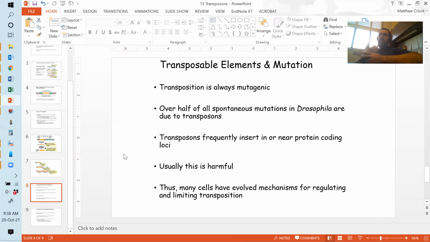And Drosophila is actually one of the organisms that has been studied the most in terms of transposons. And that's where Piggyback comes from, the one that I was working on. And so over half of all spontaneous mutations in Drosophila are due to transposons. They are really incredibly mutagenic.